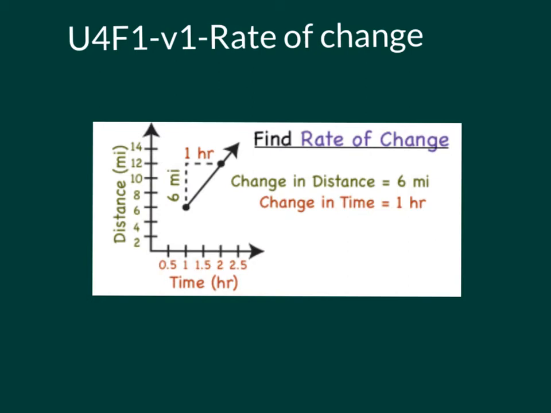With rate of change, really all you need to know about it is that it's the change as you go up over the change as you go left or right, okay? So it's change of the distance going up and the change of the distance going right. Now sometimes it can go down, that's okay, that just means it's a negative rate of change. But we always want to go right.